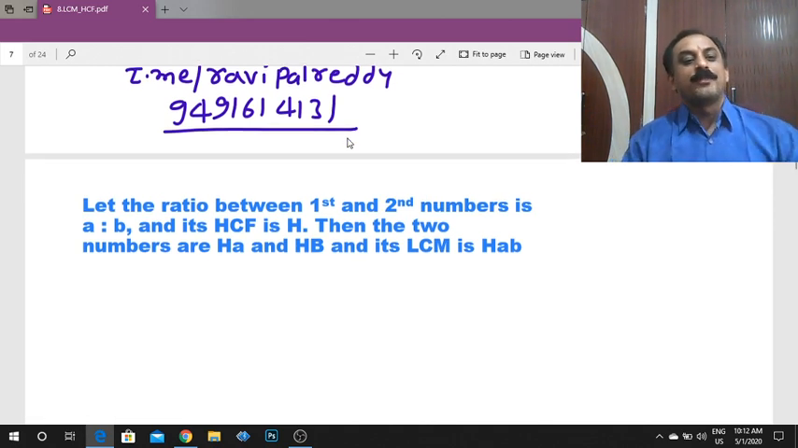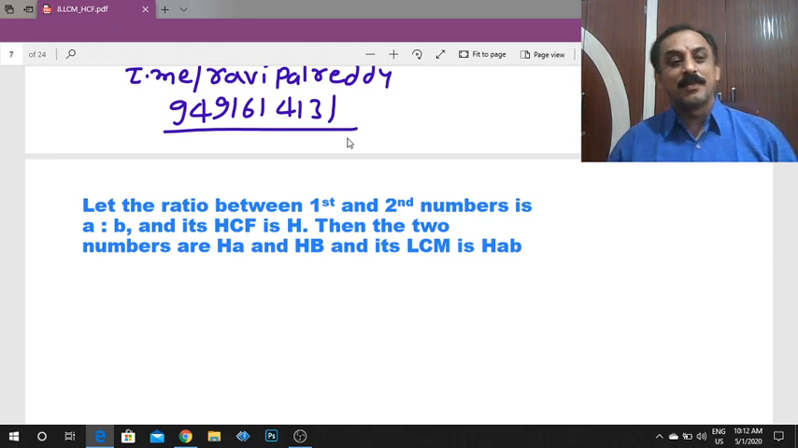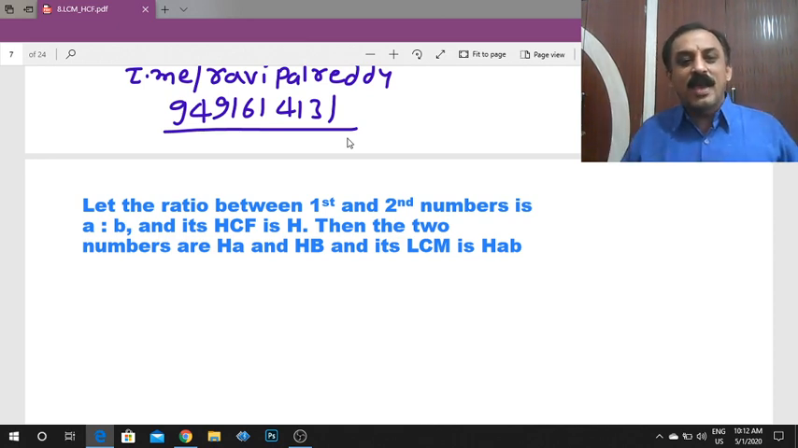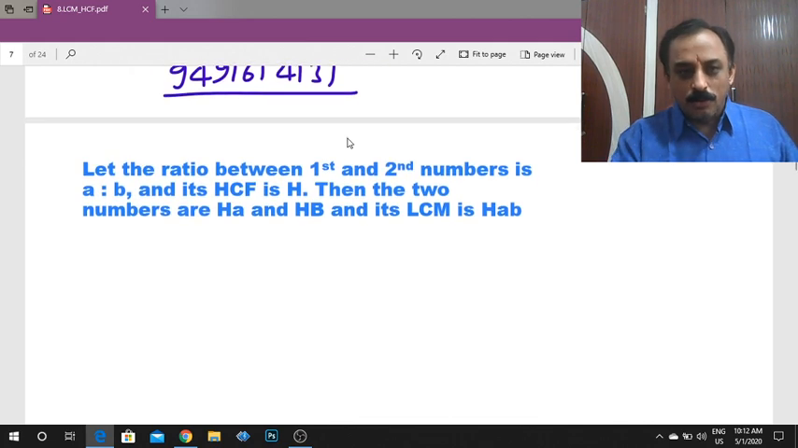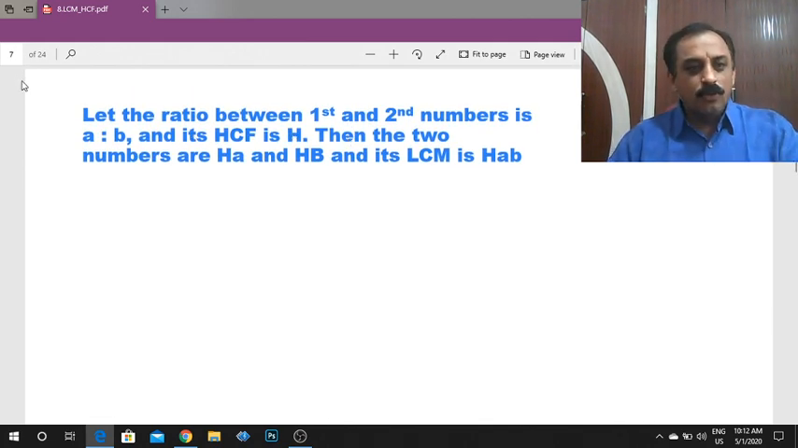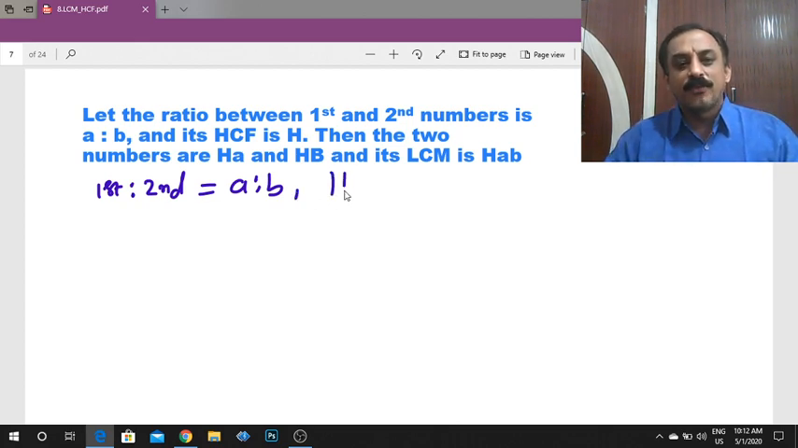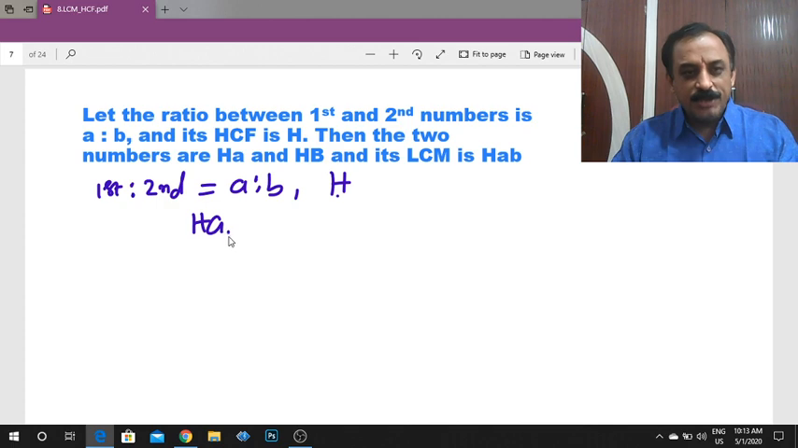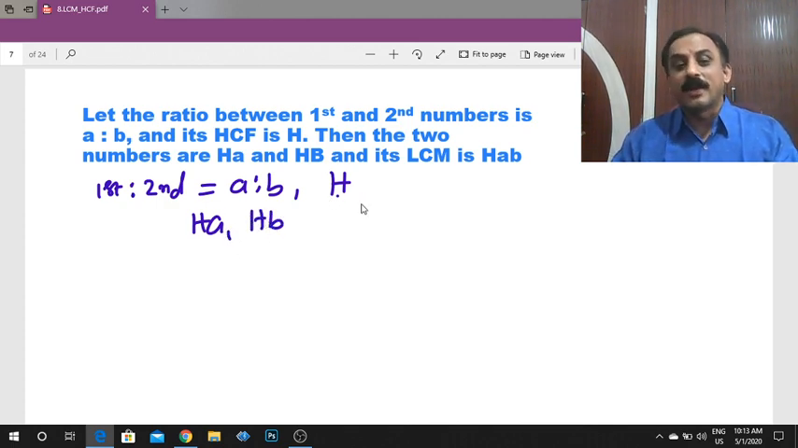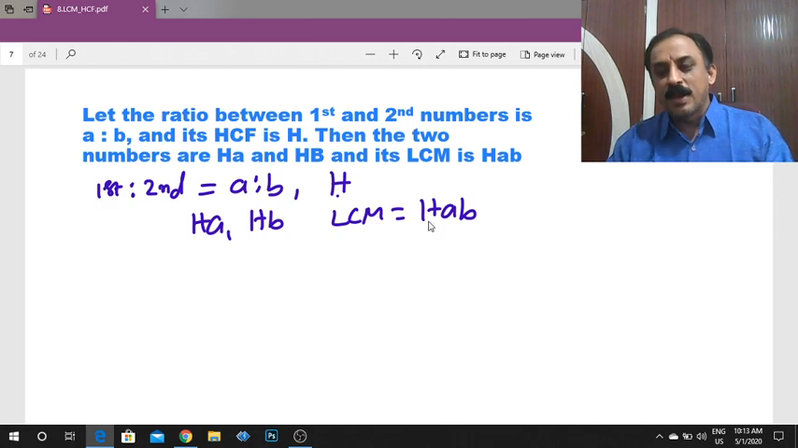Okay, now see the next question. The ratio of the first and second numbers is A is to B, and its HCF is H. Then the two numbers are HA and HB, and its LCM is HAB. For example, let the first number to the second number be A is to B, and let its HCF be H. Then the first number is H into A, HA, and the second number is H into B, HB. Now its LCM is equal to H into A into B.